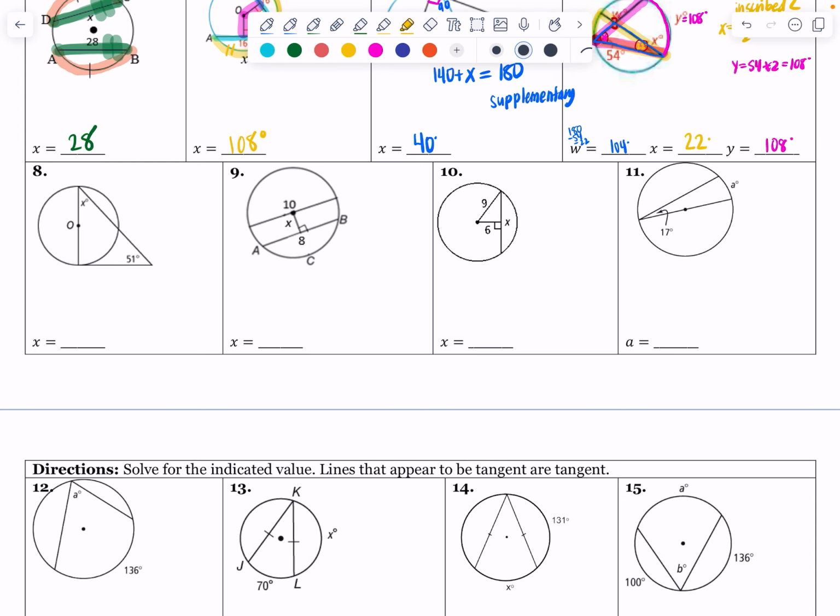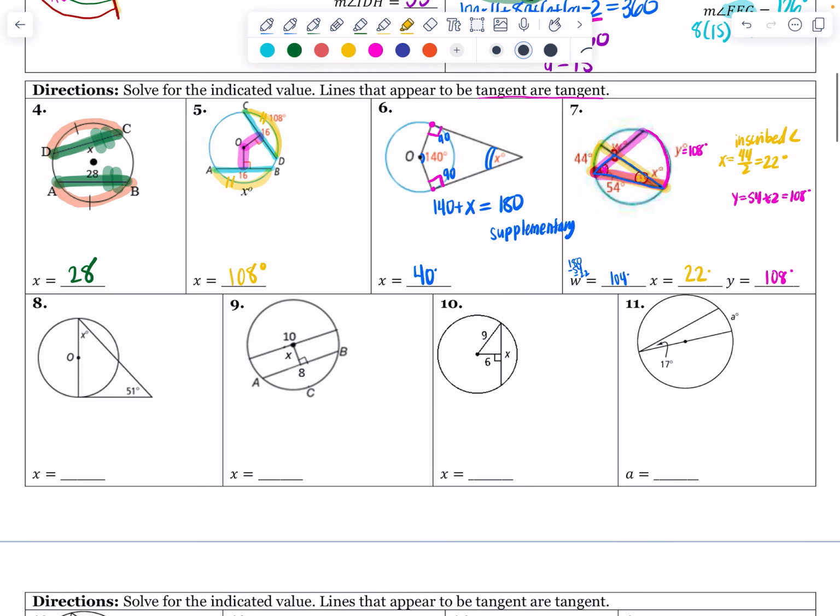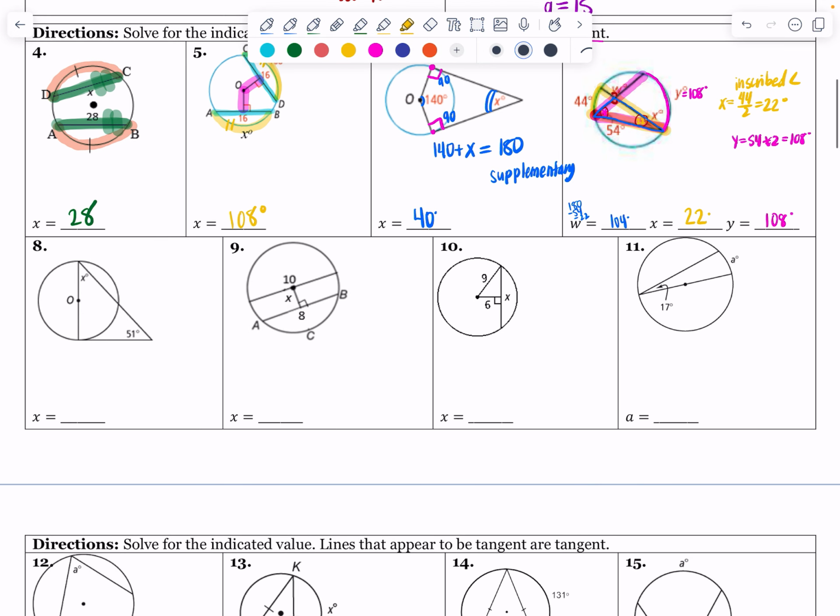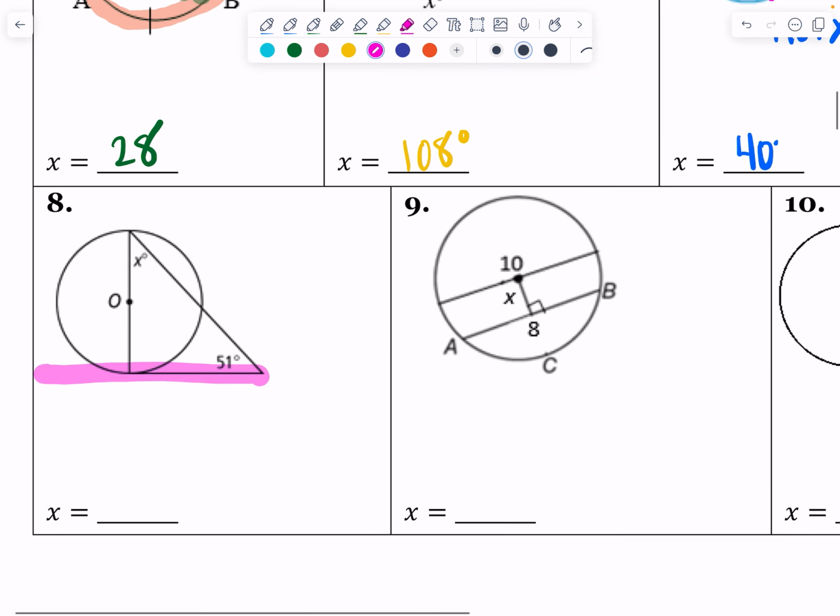All right, for 8 through 11, we are still solving for the indicated values. Remember that the directions say to assume that lines that appear to be tangent are in fact tangent. So this line does appear to be tangent, meaning that it's touching the circle one time, and we know that it is going to be perpendicular to the radius. So I get to add a 90-degree angle there.